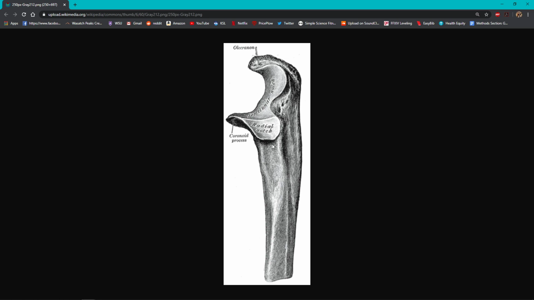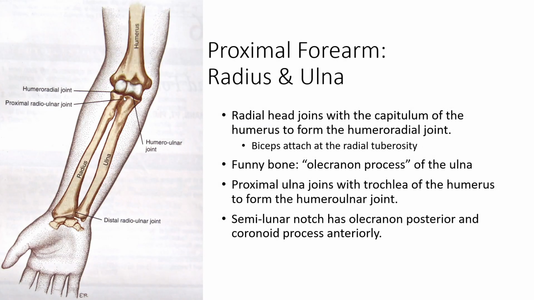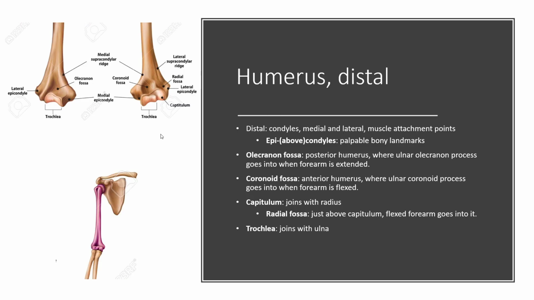And then there's a little radial notch where the head of the radius sits in there, and then a coronoid process on the anterior. So working our way back here, this coronoid process is this front part right here, and kind of works its way around the back to the olecranon back here. And that's how we're going to name this. Semilunar, looks like a little moon.